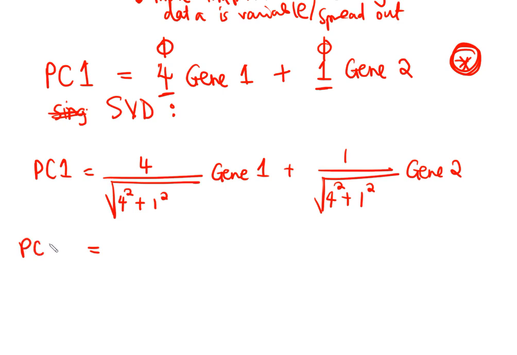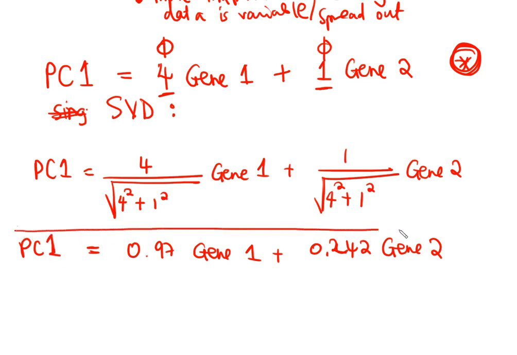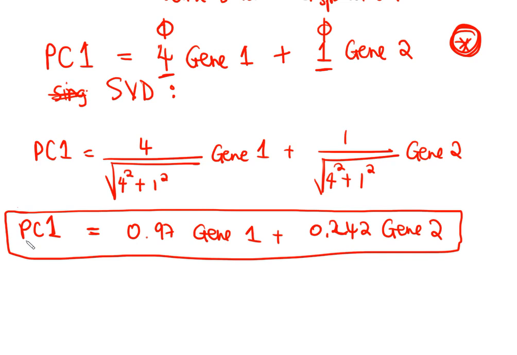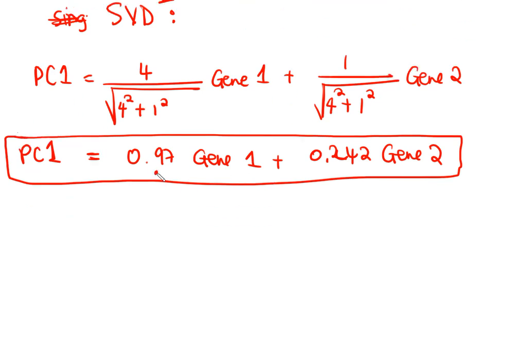And you find that your PC1 is equal to 0.97 gene 1 plus 0.242 gene 2. That's pretty much it. This will be your first principal component line. Cool. First principal component line. And as we said in the previous videos, these coefficients are called the loading scores.